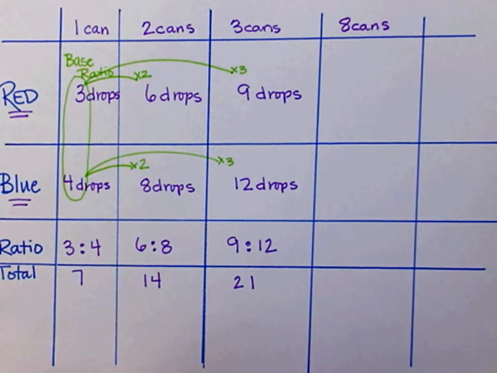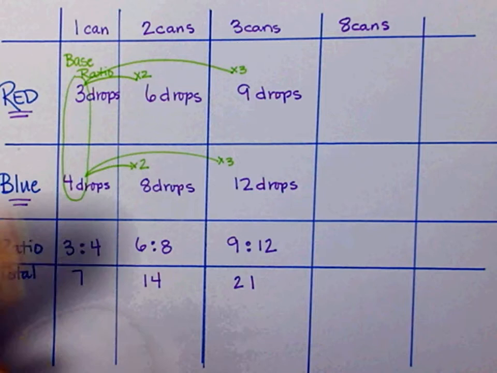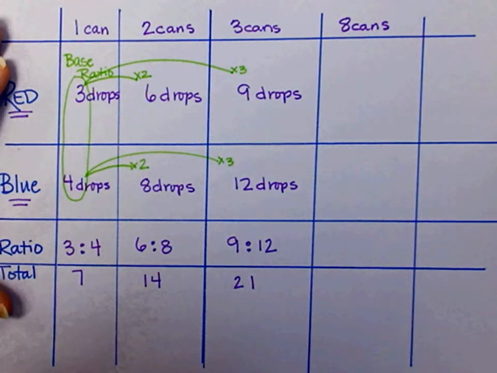So now, fill in the rest of the table here. If I am purchasing 8 cans of paint, and I need to know how many total drops of red will go into the 8 cans, and how many total drops of blue will go into the 8 cans. And let's see if you're right.